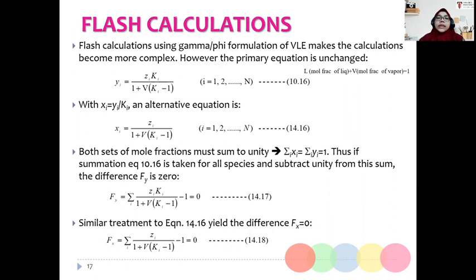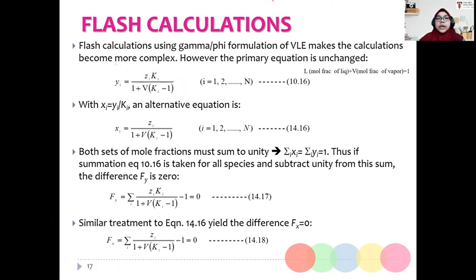Okay, the other method is using the flash calculation, which can be applied using the gamma-phi formulation of VLE, but the calculation is more complex. The primary equation that we have learned previously in obtaining the composition in the vapor uses this expression with Ki, which we may obtain from the DePriester chart. Previously we have learned the K value can be obtained from the DePriester chart. It depends on whether the system is related to light hydrocarbons, and z is the composition in the feed stream, and we have the vapor and also its composition from the DePriester chart.